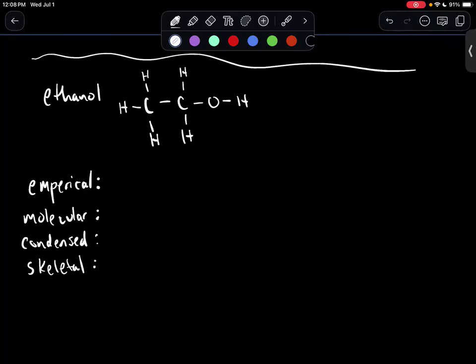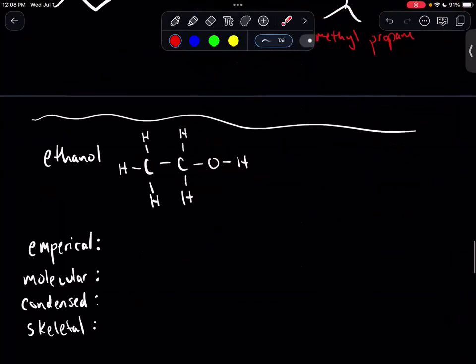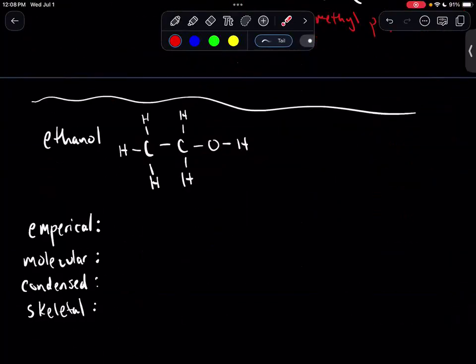Now, for skeletal, I'll let you know right now, this OH is an alcohol functional group. So this itself as a functional group should still be drawn because we only show atoms part of functional groups. So go ahead, pause the video, try it yourself. I'm going to go ahead and write the answers right about now.